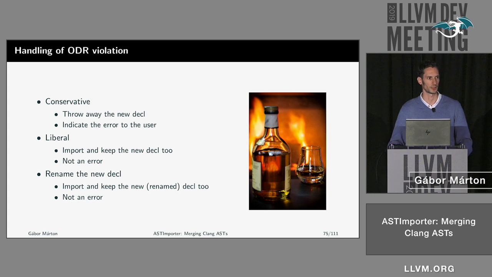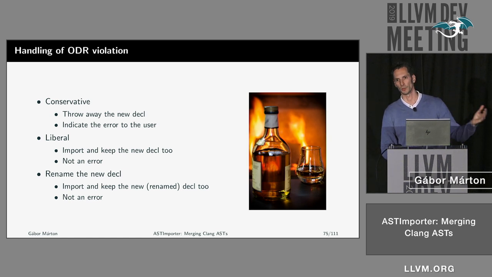That's the conservative strategy. The liberal strategy, actually the clients of the AST importer can choose from these strategies. The liberal strategy means that, all right, I don't care whether there are inconsistencies, just please create and copy that new node, and this is not going to be an error. And this can be really useful in that example I showed you previously with Xerces.